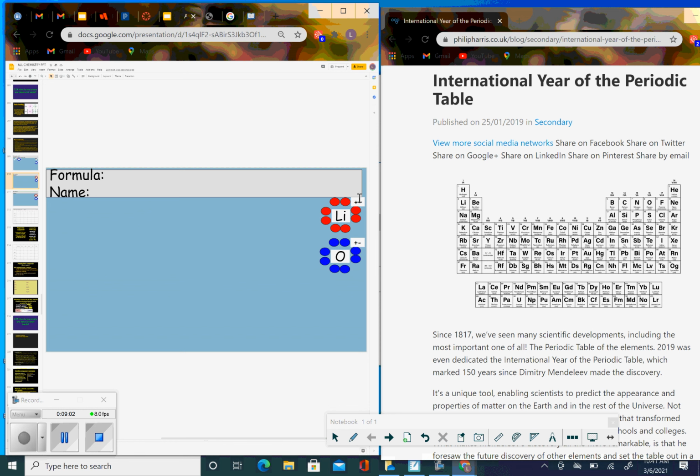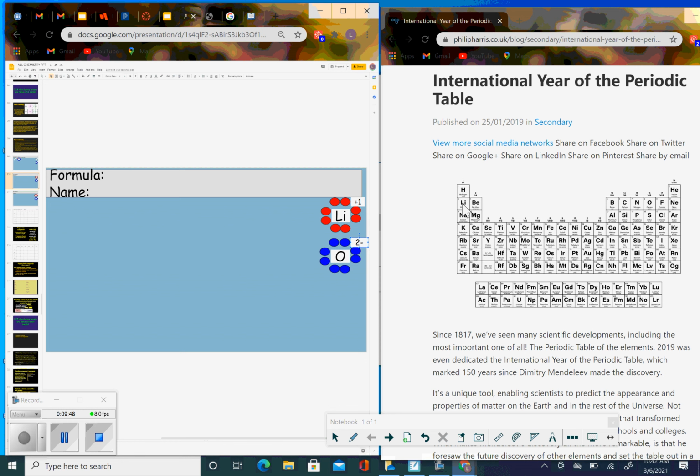The next one is lithium again. Lithium is a +1. Okay, I'm going to make this one a little bit smaller. Let's see if I can. Hold on. There we go. And oxygen is a -2. I know oxygen is a -2 because it is 2 away from carbon. Carbon is a plus or -4. I'm going to go backwards now, -3, -2.